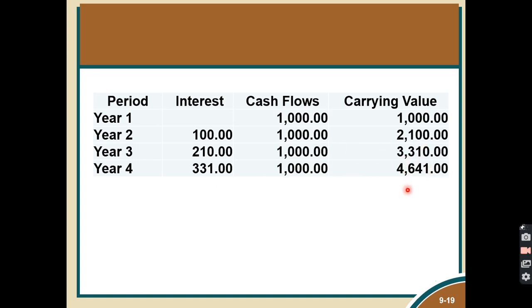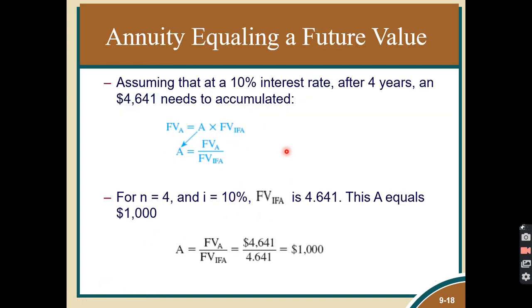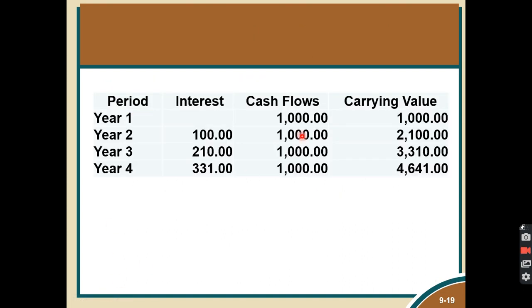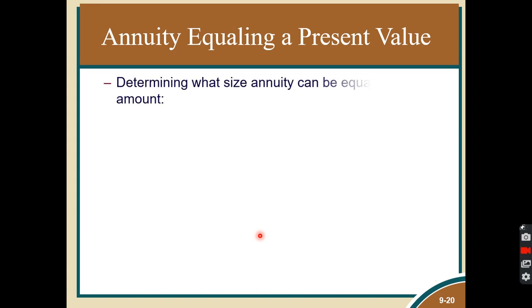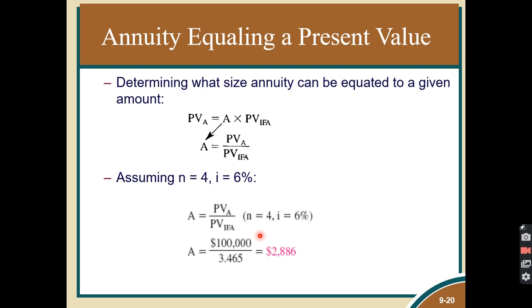So using the same formula that you have in the previous slide, you can see that the amount that you want, 4,641, is the same as doing this, or making an amortization table. Similarly, you can also determine your present value. Before we move on, please take note that this is an incorrect amount. This is supposed to be $10,000 only, not $100,000.